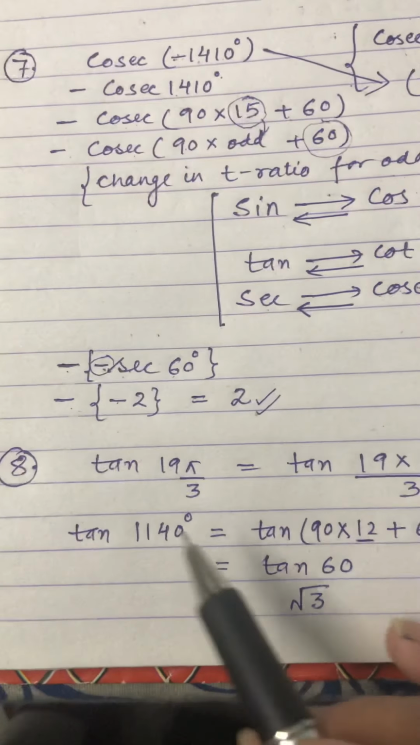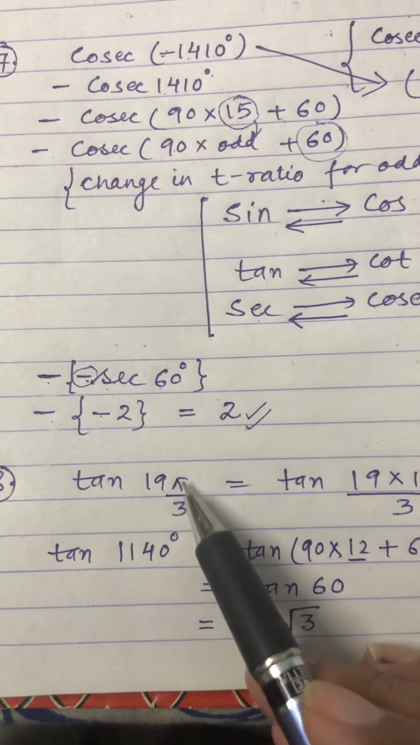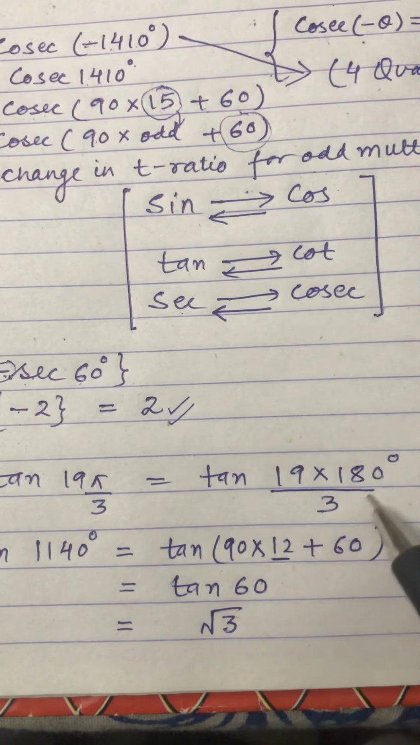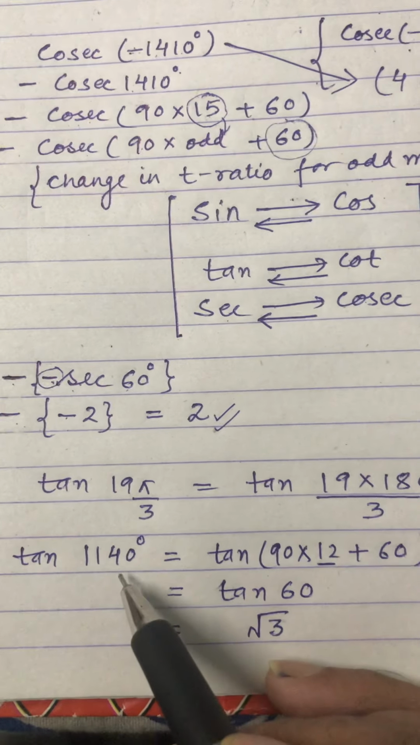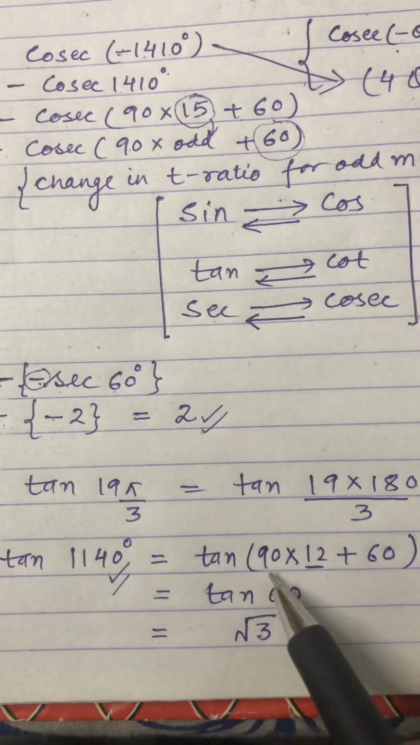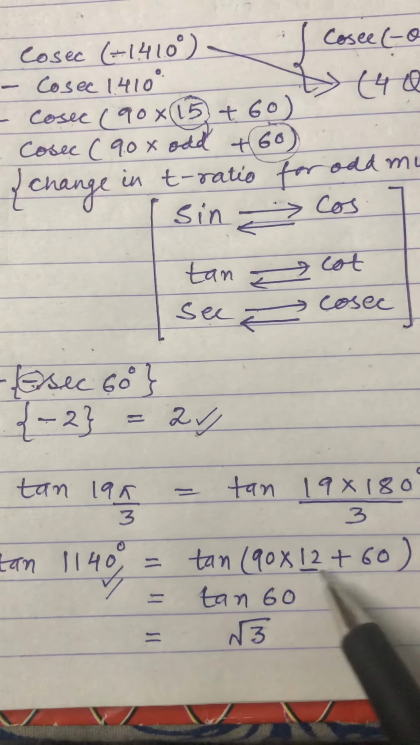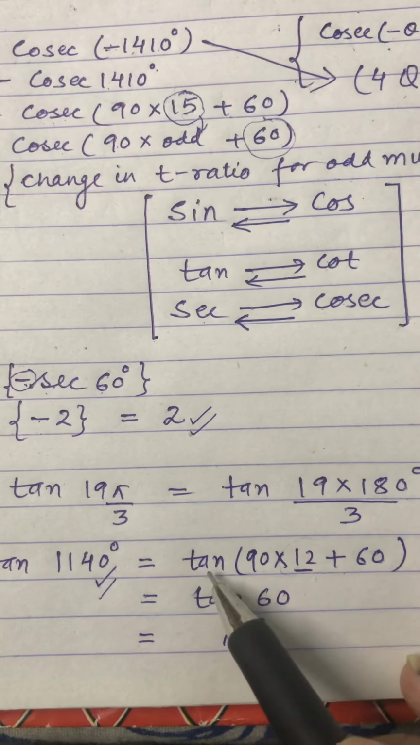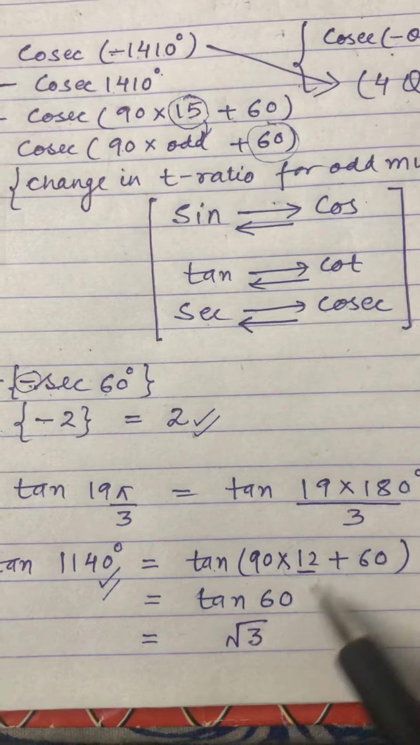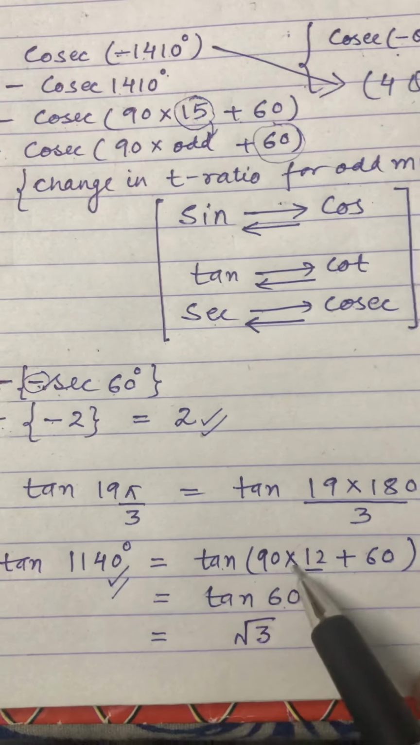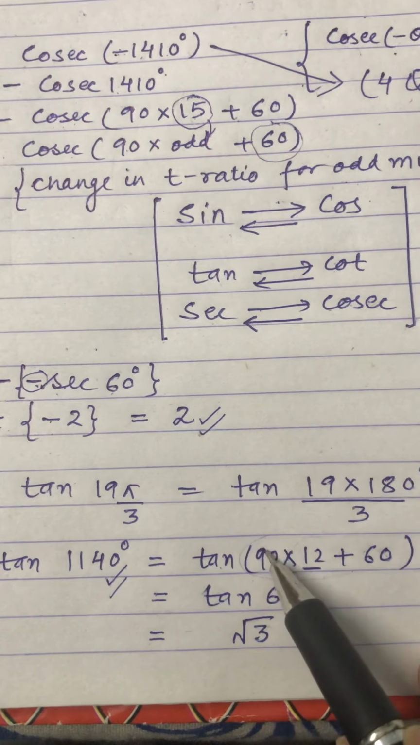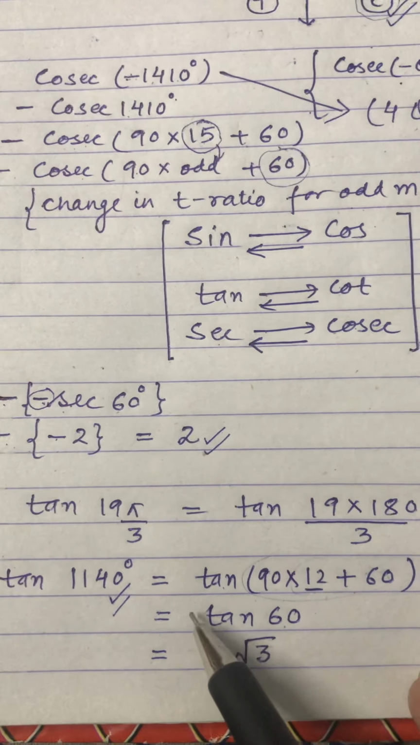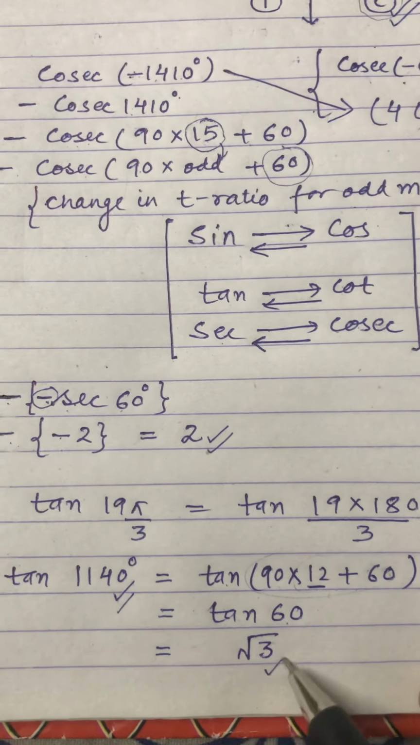In the same way, we have question number 8: tan 19 pi by 3. Now the pi value is 180 degree, you know. If I convert it into degrees, it becomes tan 1140 degree. This can be written as tan of 90 into 12 plus 60. Again the multiple is an even number, so there will be no change. It will be tan 60 degree, and because this angle comes in the first quadrant, all the ratios are positive. So the answer will be positive tan 60, that is root 3.